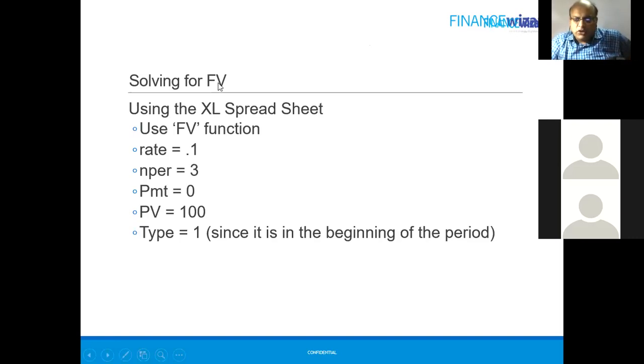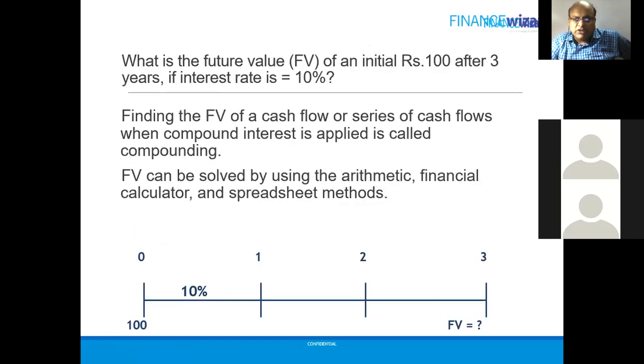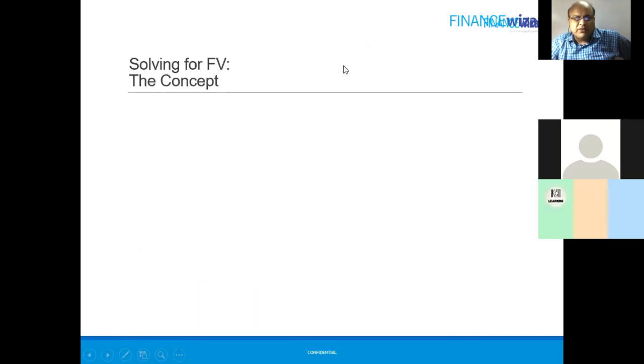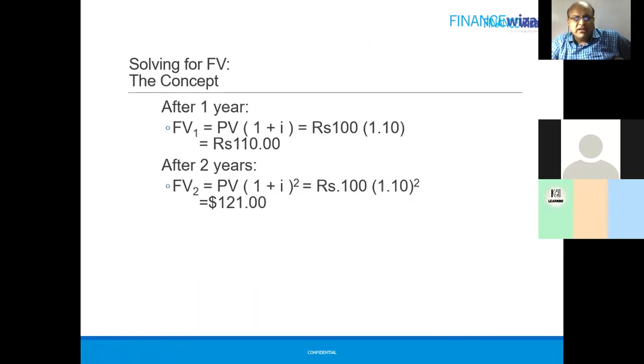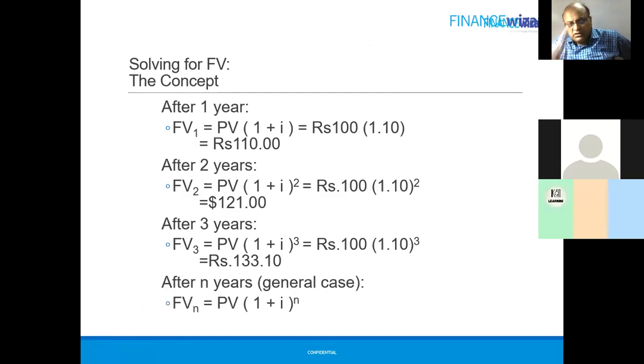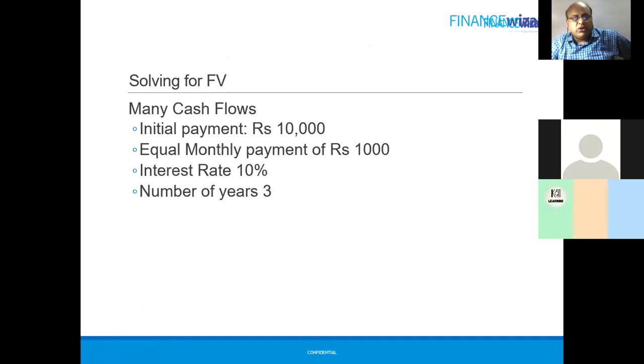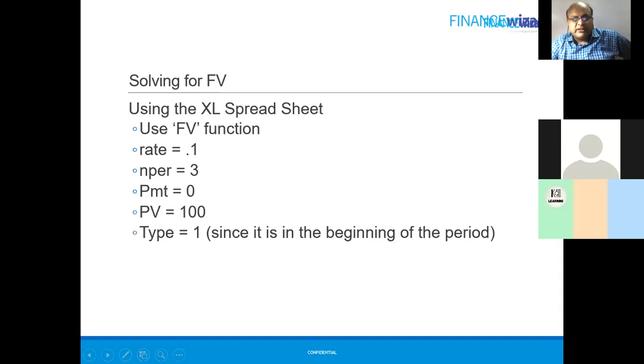Let's solve the future value function. Look at this. What do we have to solve? We have to calculate the future value of rupees 100 after 3 years. We have calculated this with the help of simple arithmetic like this. Then what we can do is use an Excel spreadsheet. So let me go to the Excel spreadsheet.